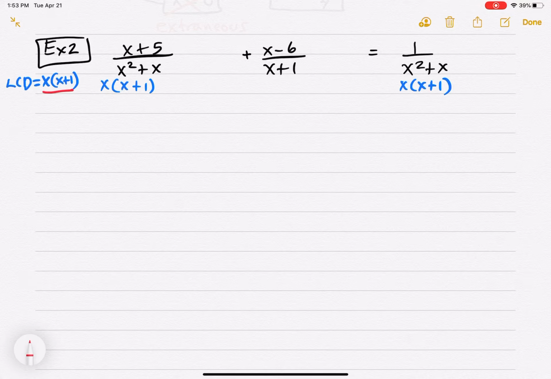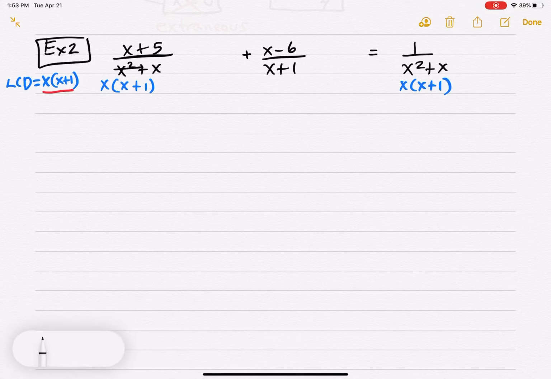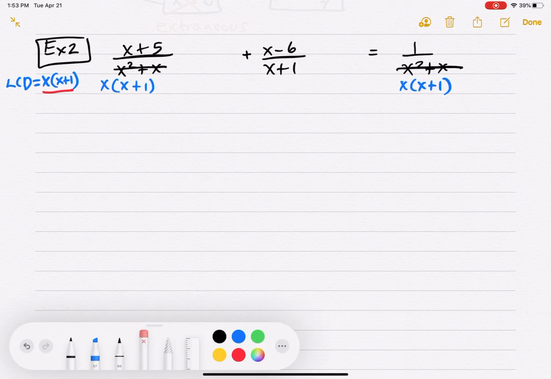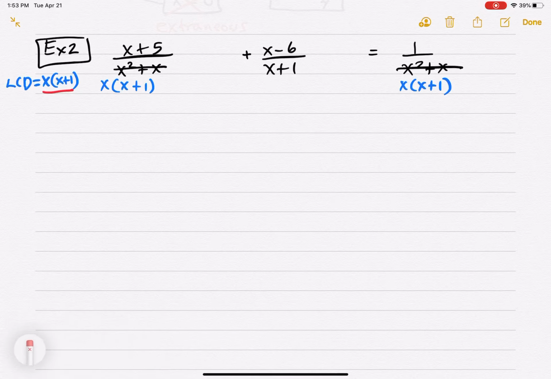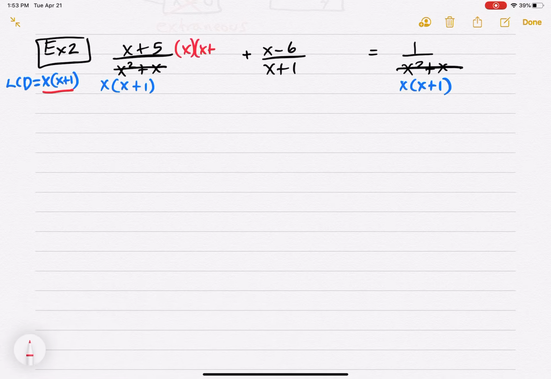So I'm going to multiply. I want to avoid space here, so I'm going to use my space wisely. Pretend this is the denominator down here, and pretend this is the denominator here. By multiplying everything by the LCD, x parentheses x plus 1, x parentheses x plus 1, and x parentheses x plus 1, we're going to see that a lot of stuff divides out.